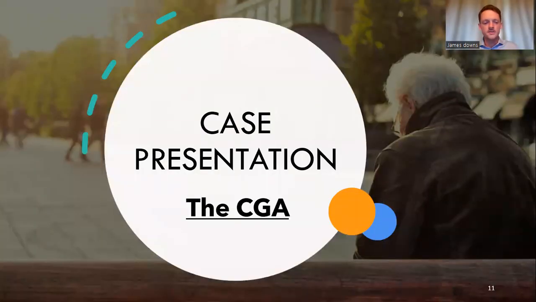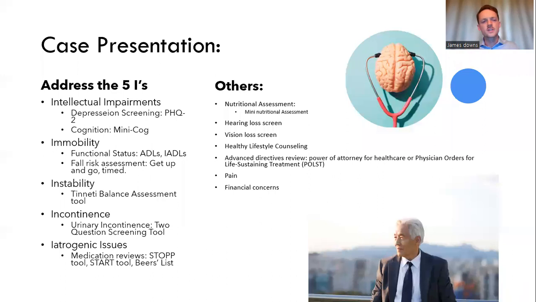So where does the comprehensive geriatric assessment fit in? I kind of just threw this under after the subjective and objective because it has a bit of both. The evaluations done have both subjective and objective information in there. Underneath the five Is, I have the different screenings that I did with this patient, and then on the right side, I have others that we covered.